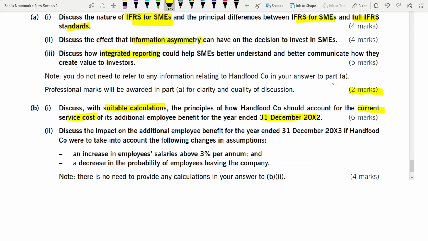Next, discuss the impact of the additional employee benefit for the year ended this. Now it's 1 year. If Handfoot were to take into account the following changes in assumption. What are those changes? An increase in employee salary above 3% per annum, a decrease in the probability of employees leaving the company. Under both of these, there is no need to provide any calculations in your answer to the second part of B. No calculation is needed, by the way. This is for 4 marks.